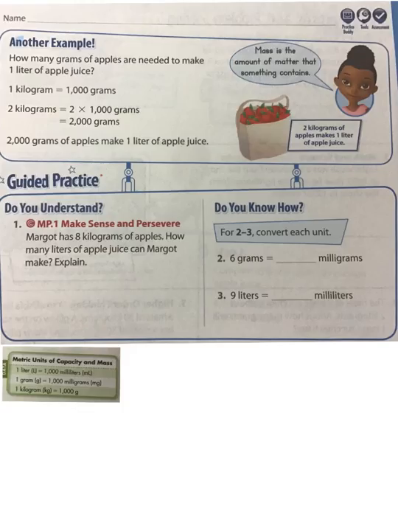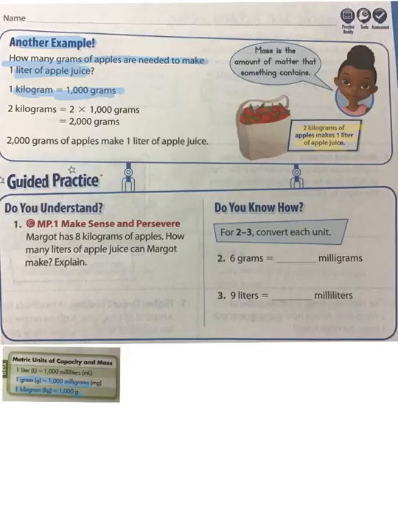Let's look at another example. How many grams of apples are needed to make 1 liter of apple juice? Well, if we look at grams, 1 gram equals 1,000 milligrams, and 1 kilogram equals 1,000 grams. So we have here 1 kilogram equals 1,000 grams, and on our picture, it says 2 kilograms of apples makes 1 liter of apple juice.